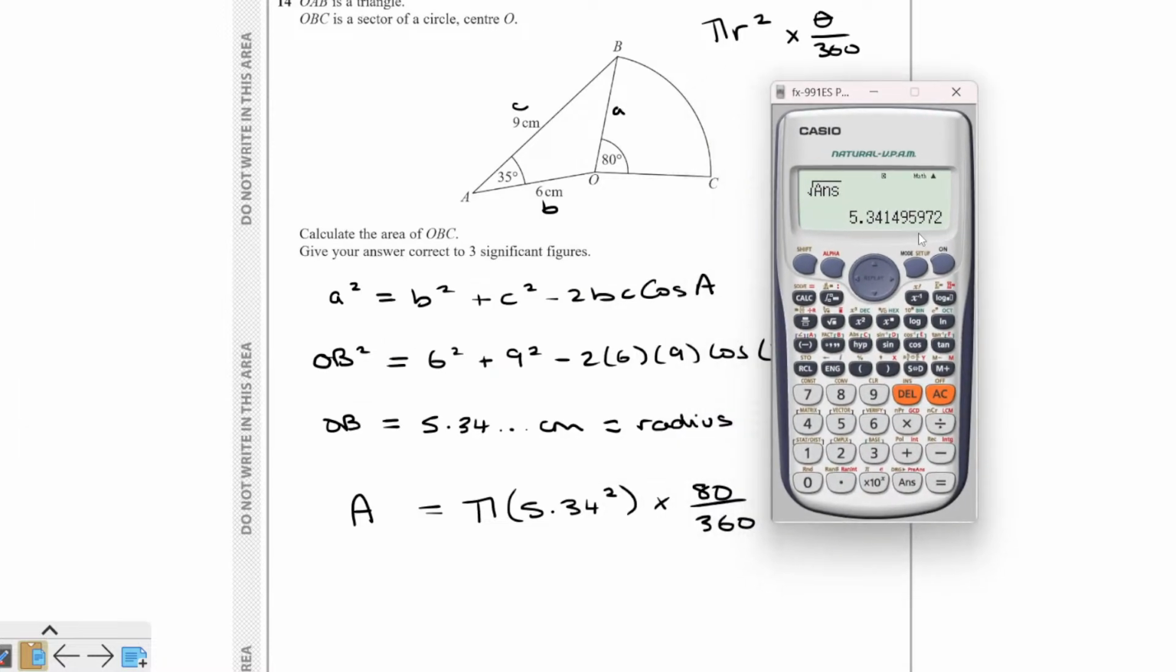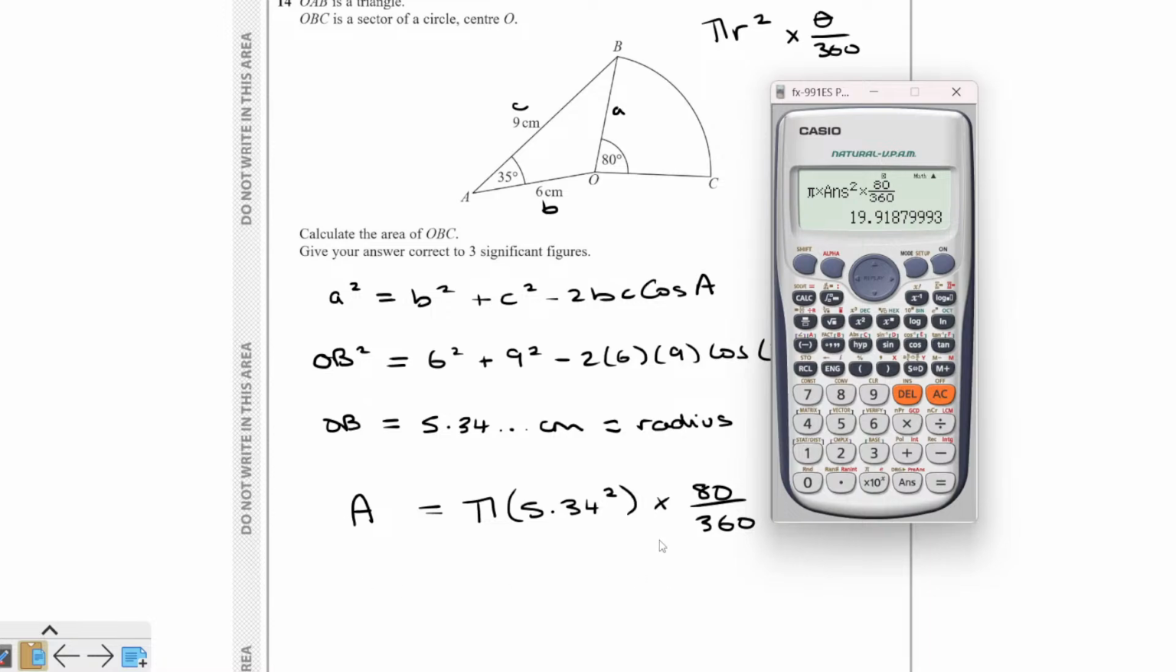So you see how I've still got this answer here. I'm going to keep that and use that with my answer button. So we're going to do pi times answer squared, that's the radius, isn't it? Times, and then 80 over 360. There. Now technically that's my answer.